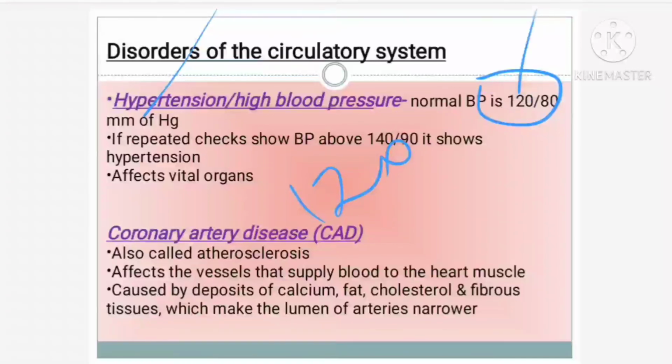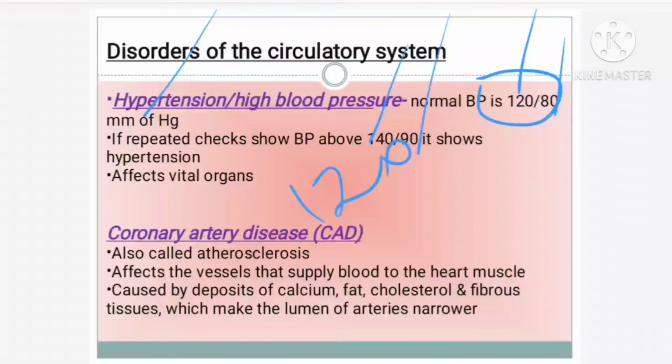If the systolic pressure is more than 120 and the diastolic pressure is more than 80, in that case, it is called as what? High blood pressure or hypertension. Okay. So, it should not be above what? 140 and 90. It can go from 120 to 140, and from 80 to 90, but it should not go above that.